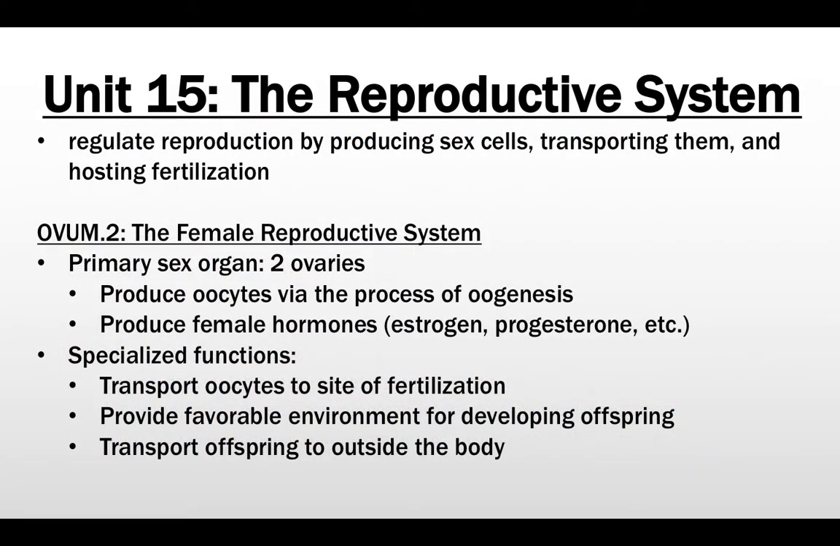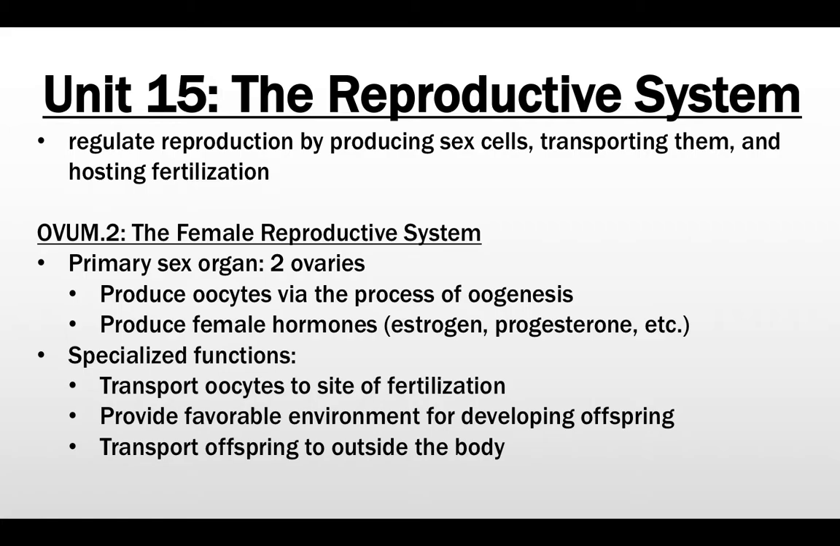Last time we talked about the male reproductive system and its role in producing sperm cells, how to effectively transport them, but now we're going to do the same with females and add the layer of hosting fertilization. The 16th unit is all about the process of fetal development and pregnancy, so we're not going to get too in-depth, but just the beginning phases.